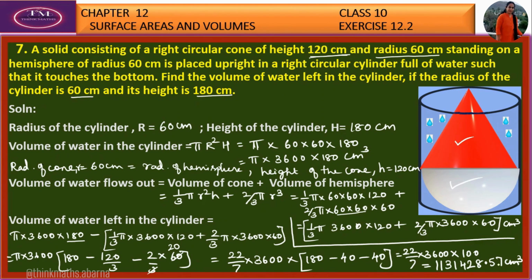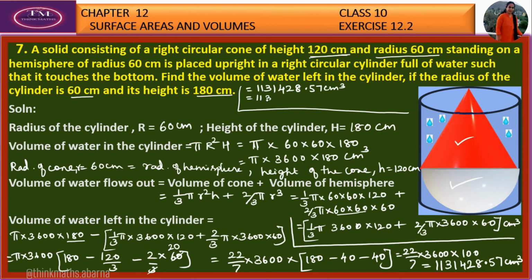So we can convert this to smaller by converting this into meter. So let me convert here. It is 1131428.57 centimeter cube. So if you convert this to meter, you have to divide by 100. So it is centimeter cube, so you have to divide by 100 three times.